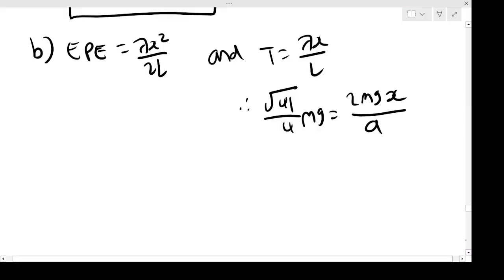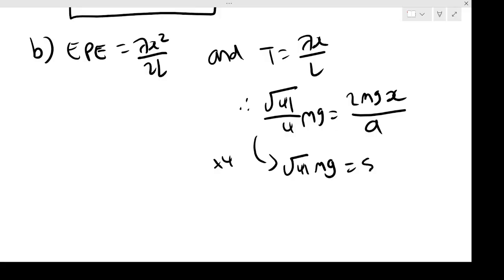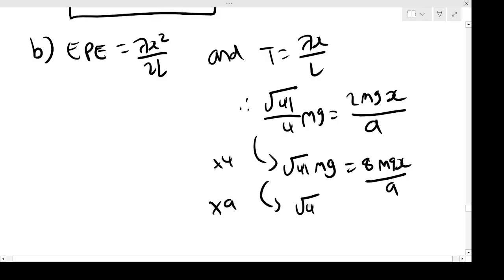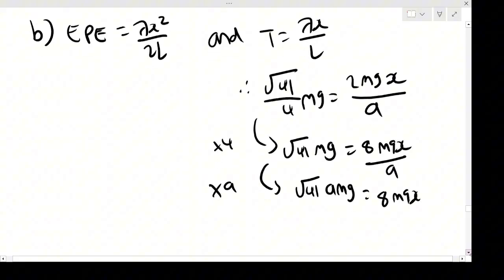If I get rid of the fraction, firstly, if I multiply everything by 4, I get root 41 mg equals 2 times 4, which is 8 mg x over A. Then I can get rid of the second fraction by multiplying everything by A to get root 41 A mg equals 8 mgx. Hopefully that helps break it down to visualize what to do.